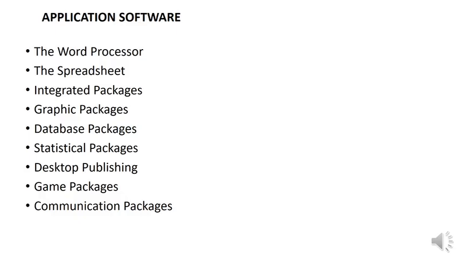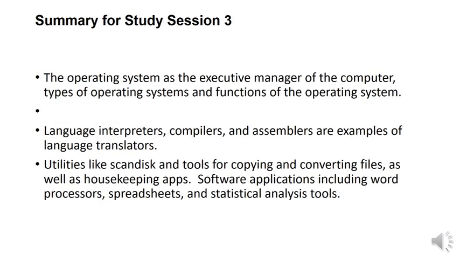Thus, generalized software and user-defined software can be used to further separate application software into various types. Then there are lists of application software: word processor, spreadsheets, integrated package, graphics, database, statistics package, desktop publishing, game, communication. There are several of them that we need to know, so that it will help us.